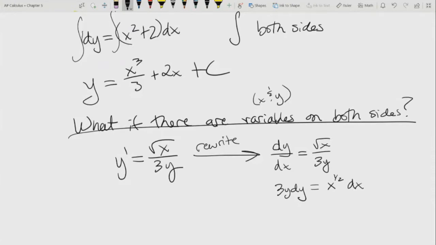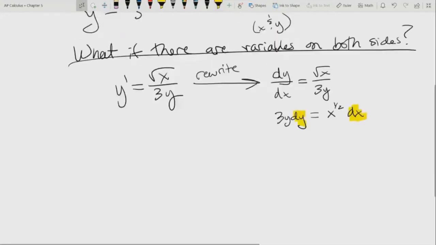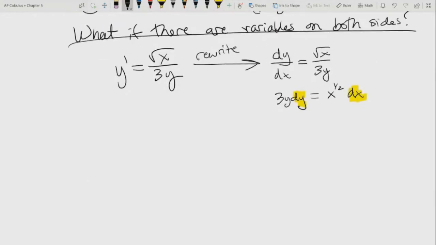But now you can kind of see what we're about to do here, because if I integrate both sides now, I can integrate with respect to y on the left, and integrate with respect to x on the right. So now I'm just going to do that step there. I'm going to integrate both sides and say, okay, we've got the integral of 3y dy on this side equals the integral of x to the 1/2 dx on the right.